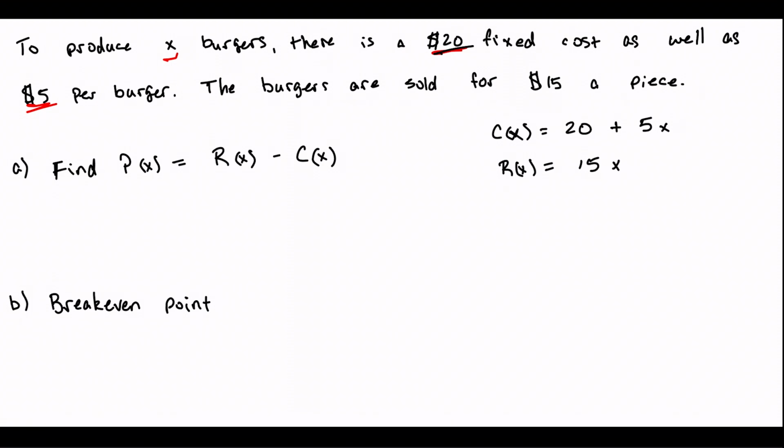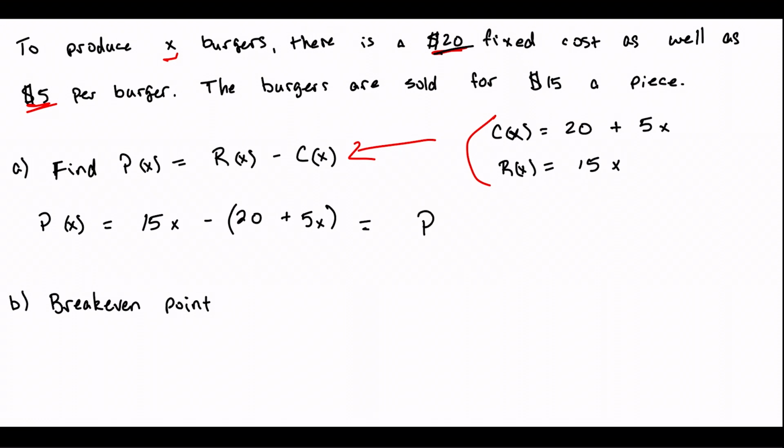Now it's a simple math problem. You just have to plug these functions into this relationship. So eventually you get P of x is equal to R of x, which is just 15x, minus the cost function, so minus, we plugged in the cost function here, 20 plus 5x. And we can simplify this, of course, and the final profit function is 10x minus 20, where I've just simplified this algebraic expression. Please look that up in another video if you don't know how to do that.